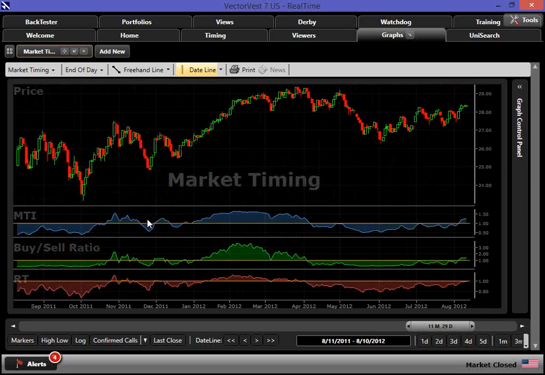and higher lows. And I can analyze the trends of the MTI, the buy-sell ratio, and the RT in the same way. Am I hitting higher highs and higher lows? So that's trend, and that's what we're going to be looking for when we analyze each of these components.